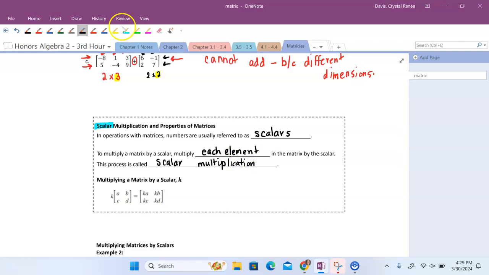Okay, we can think of it kind of like the distributive property a little bit. So if I look down here as an example, we have a 2x2 matrix, and this K here is going to be a number. This is my scalar. So when I multiply this, think of the distributive property. I'm going to distribute this K into each one of these elements. So my A, B, C, D matrix would become a KA, KB, KC, and KD matrix. And this will make more sense when we do an example.